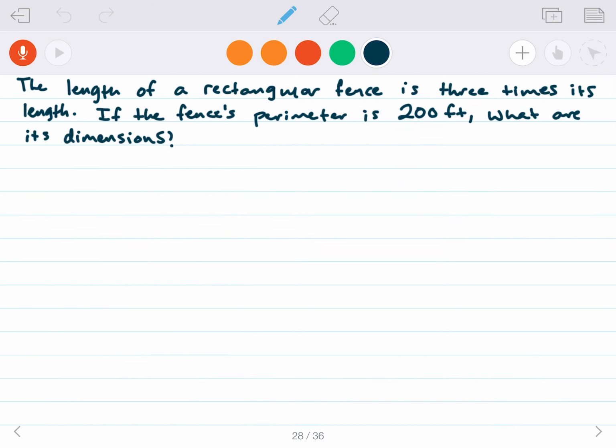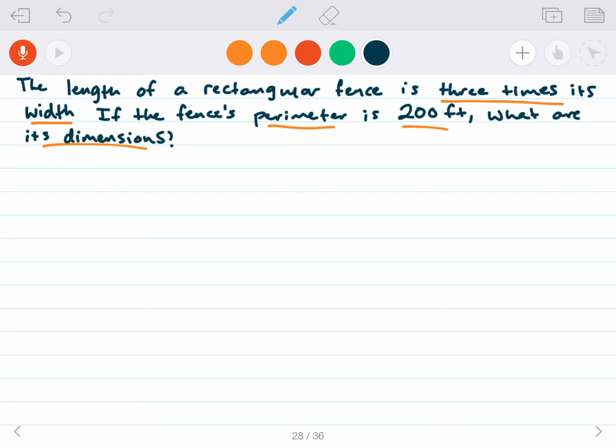All right, let's do another problem. The length of a rectangular fence is 3 times its, I think this meant to say width. Let's try that again. Let's write this down. Okay, so the length of a rectangular fence is 3 times its width. If the fence's perimeter is 200 feet, what are its dimensions? All right, let's take this step by step.